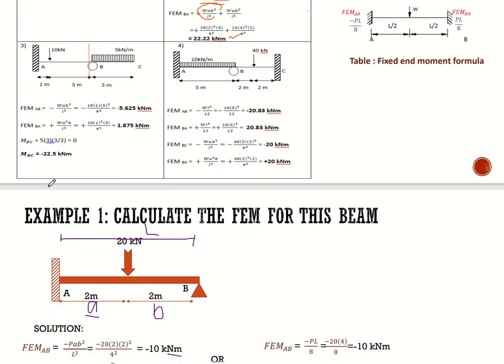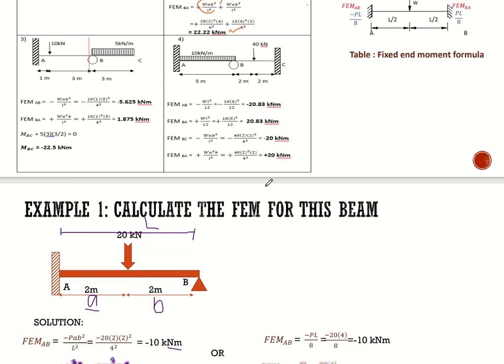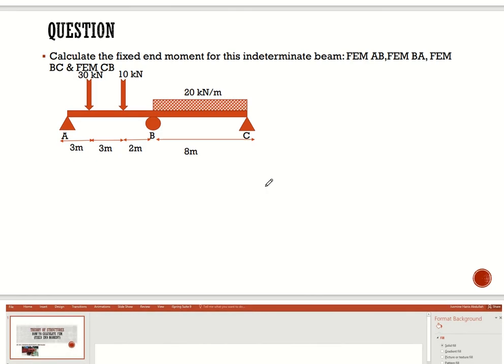Okay, let's see our exercise. Okay, when you have this beam, you have to get the fixed end moment for each section. We have FEM AB, and then we get FEM BA, and then we have to find FEM for BC section, BC, and FEM CB.